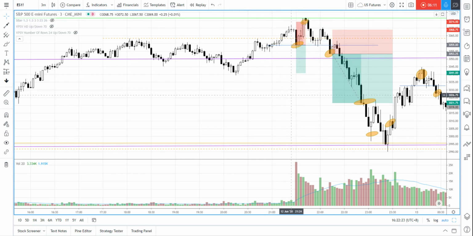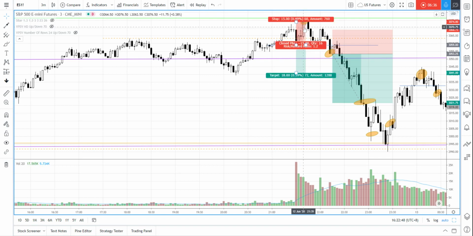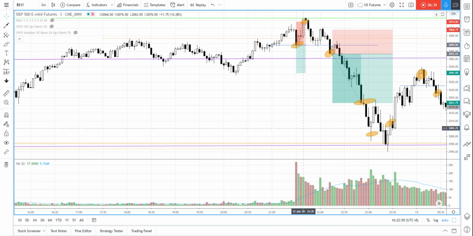Unfortunately, you can see that subsequently there wasn't any follow-up to the downside. In fact, we have seen a very bullish bar at 9:39 p.m. my time. And this bullish bar tested this line here, 3076. But subsequently, there wasn't any upside follow-through as well. So I just got stopped out at this bar, 9:39. So it's a very short duration trade, within 10 minutes, got stopped out.